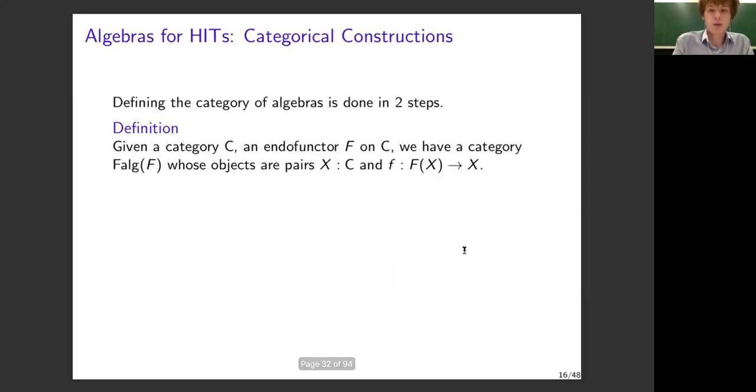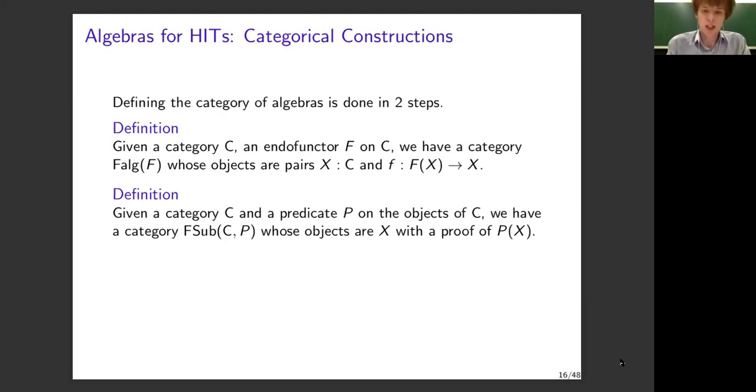So let us quickly recall these 2 categorical constructions. So if we have a category C and an endofunctor F on that category, then we have a category F-Alg, and the objects of that category are pairs X with a map F X to X. So this does the point constructor.